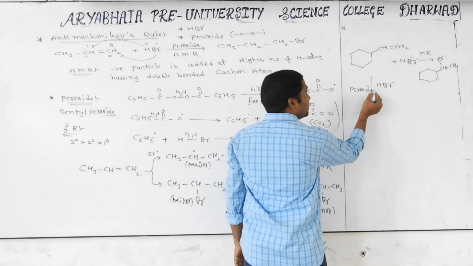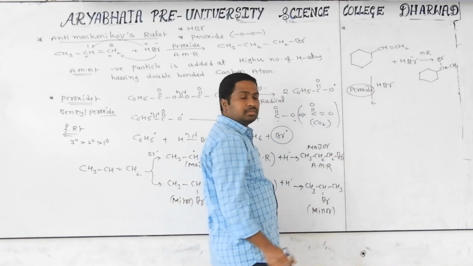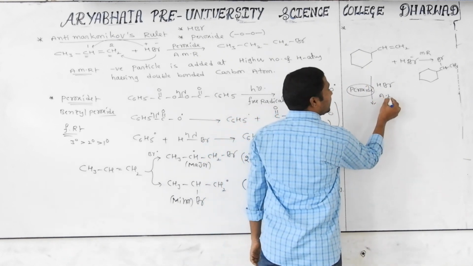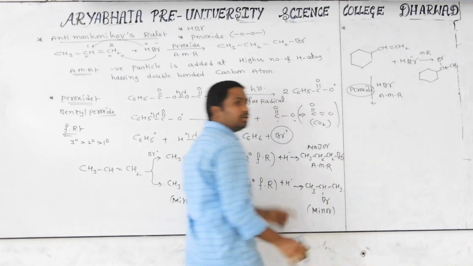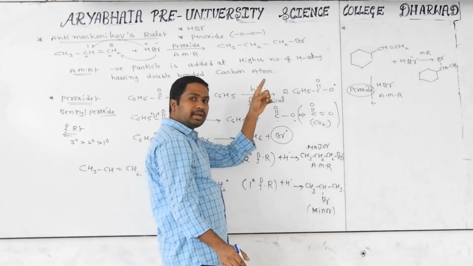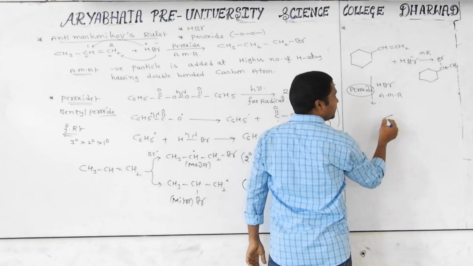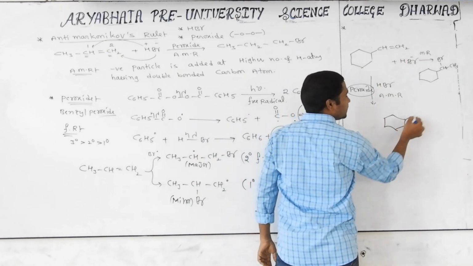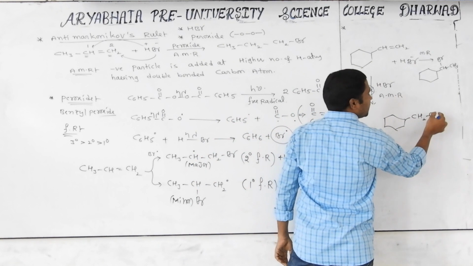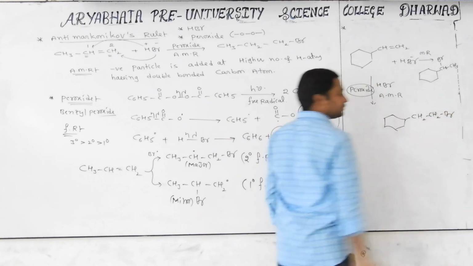And also if you are doing the same thing in the presence of peroxide, it is going according to which rule? Anti-Markovnikov's rule. What is the anti-Markovnikov's rule? The negative particle should be adding at the double bond carbon having more number of hydrogens, which means the terminal one. Then we are getting the product like this, CH2, CH2, Br is coming.